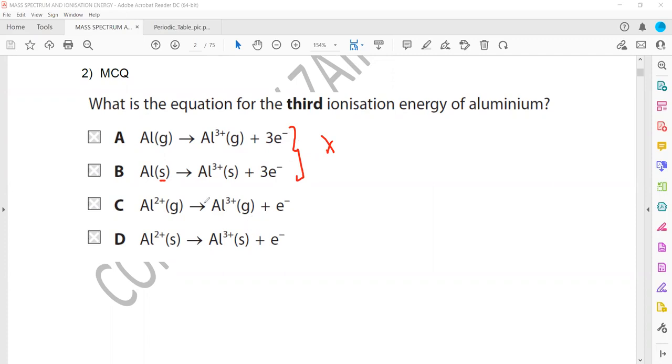So when we check options C and D, why is D wrong? Because here it is in a solid state, but it cannot be in a solid state. It should be gaseous. So already 2 electrons are removed, and we are removing the third electron. That's why C is the right option for this.